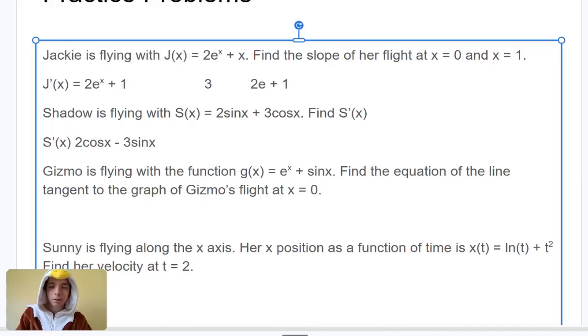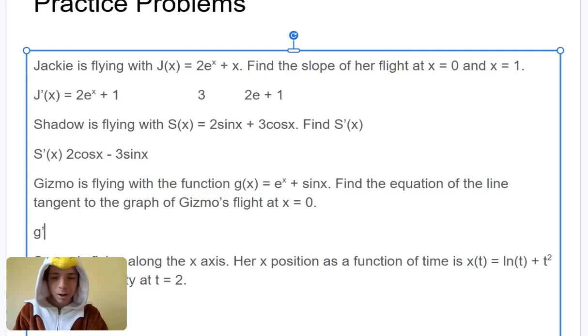Now, Gizmo is flying with the function g of x equals e to the x plus sine x. Find the equation of the line tangent to the graph of Gizmo's flight at x equals 0. G prime of x, e to the x just turns into e to the x, so it's e to the x. And sine of x turns into cosine x, so plus cosine x.